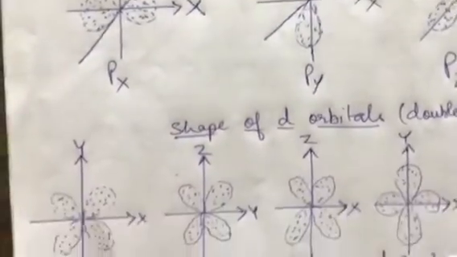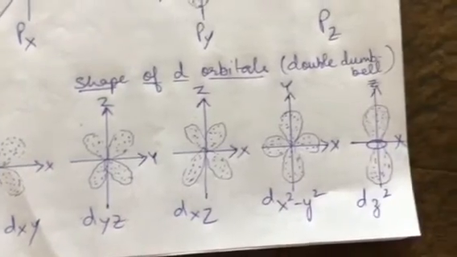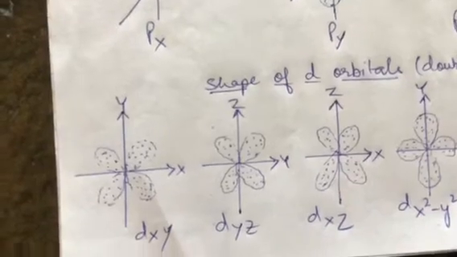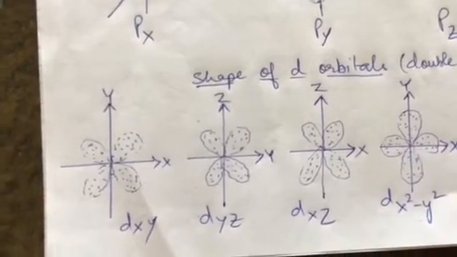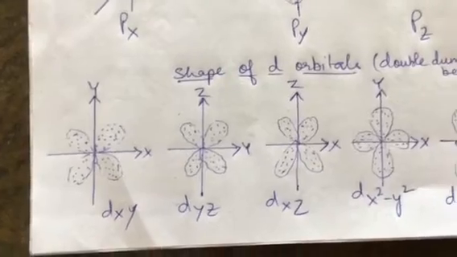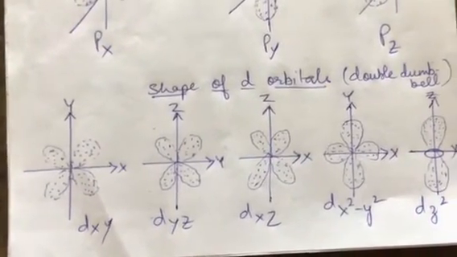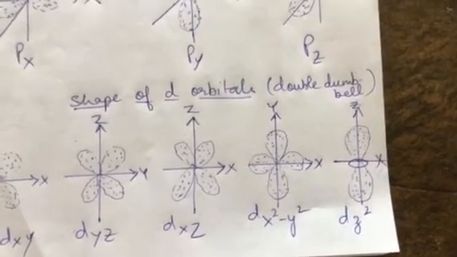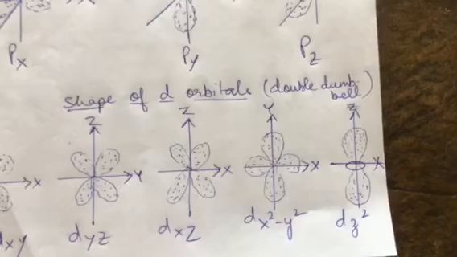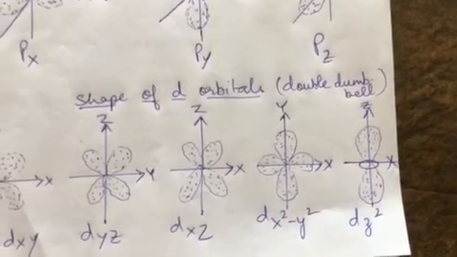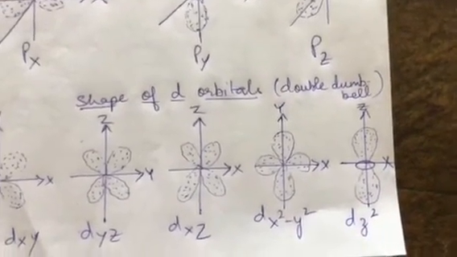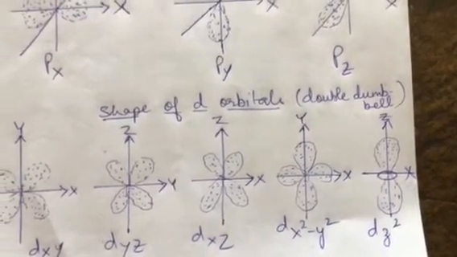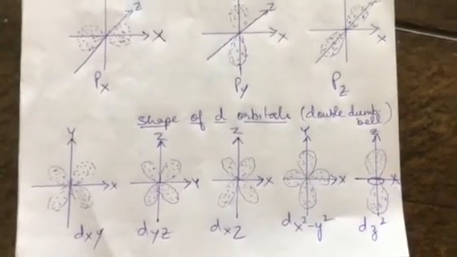Now if you see the shape of d orbital, then it is a double dumbbell shape. Have a look. It's a 2D planar structure. dxy is between x and y axis, dyz between y and z axis, dxz between x and z axis. dx square minus y square is on the x and y axis. So one dumbbell on the x axis and one dumbbell on the y axis, and dz square is along the z axis. So these are the actual shapes of d orbitals.